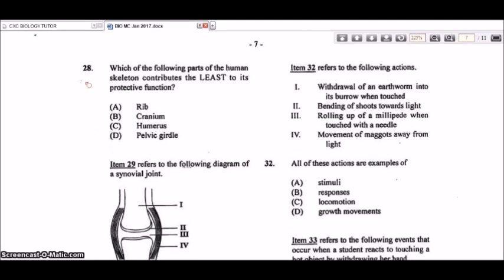Question 28. Which of the following parts of the human skeleton contributes the least to its protective function? Out of these bones listed here, it would have to be the humerus. All the other bones protect organs. The ribs of the rib cage will protect the lungs and the heart. The cranium protects your brain. And the pelvic girdle protects organs like your bladder and your reproductive organs. So the humerus is the least protective of the bones there.